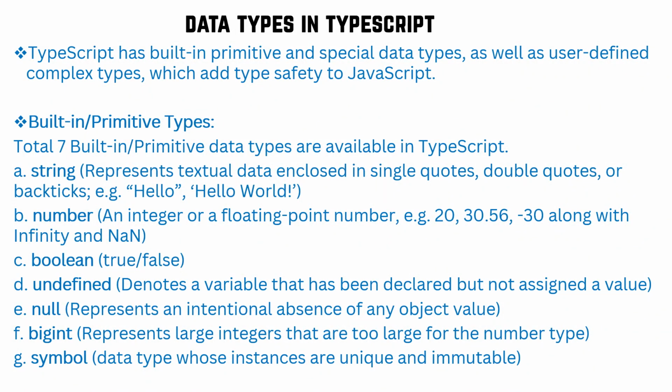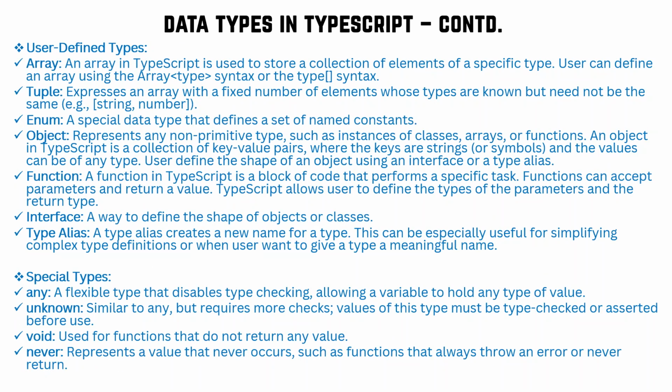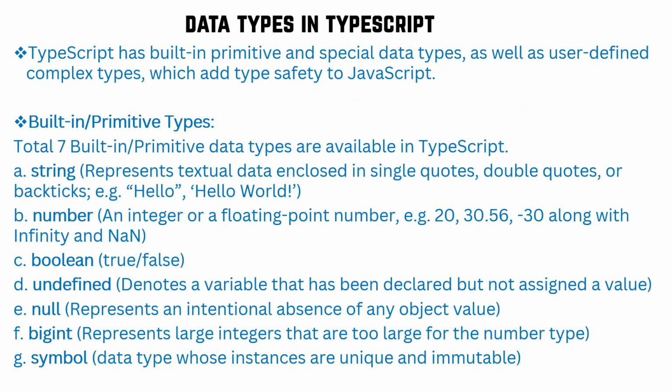In TypeScript there are three different kinds of data types: built-in, user defined, and special types. Built-in has seven categories: string, number, boolean, undefined, null, bigint, and symbol. String is alphanumeric character or text values enclosed in single quotes, double quotes, or backticks. Number is any kind of integer or floating number, and we can also have Infinity and NaN.